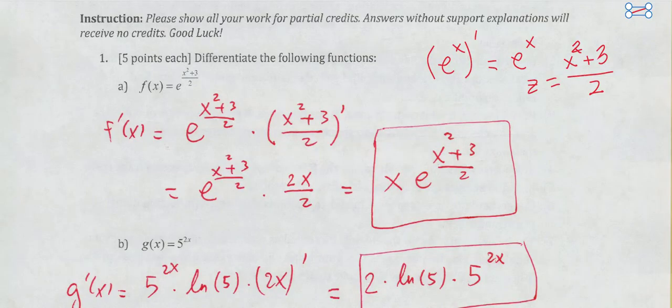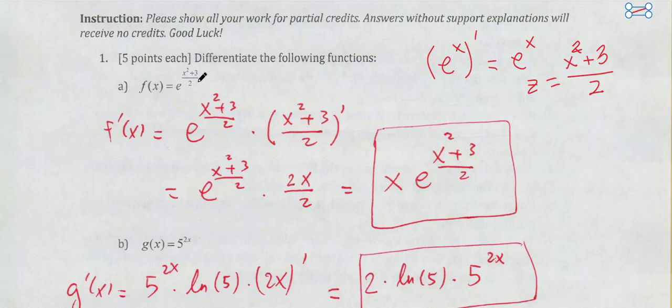Hi, in this video we are solving another sample midterm 2 from the fall 2017, and again this is from chapter 3 and 4. The first question is asking you to differentiate the following functions, and we are given a function f of x equal e to the power of something with the variable x.